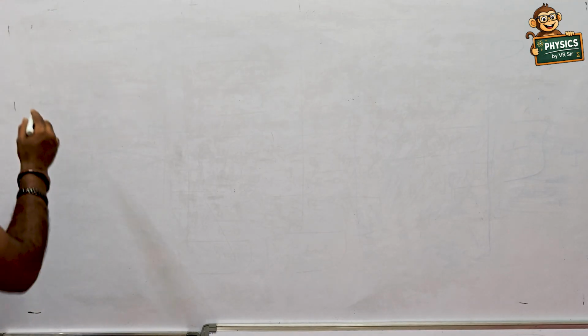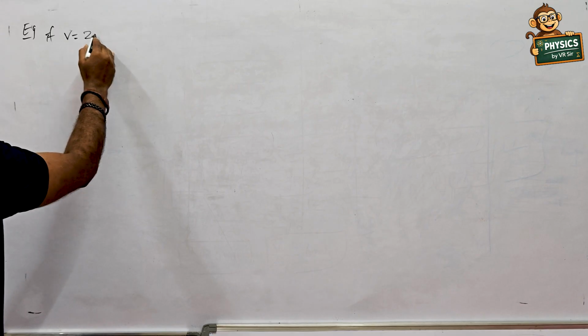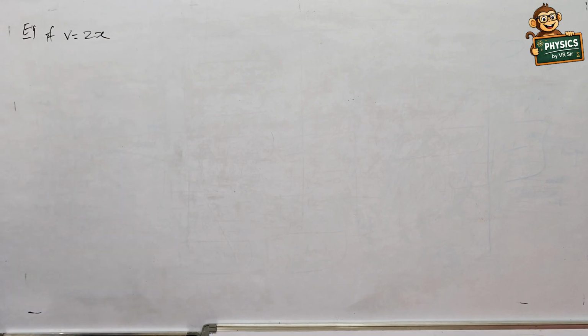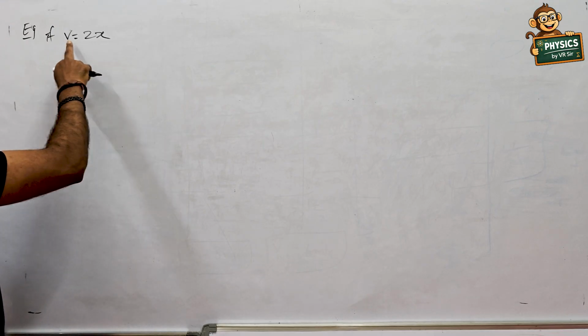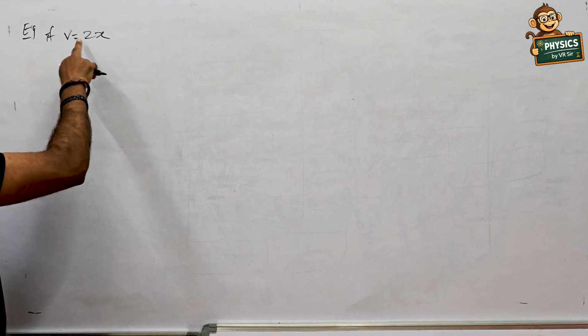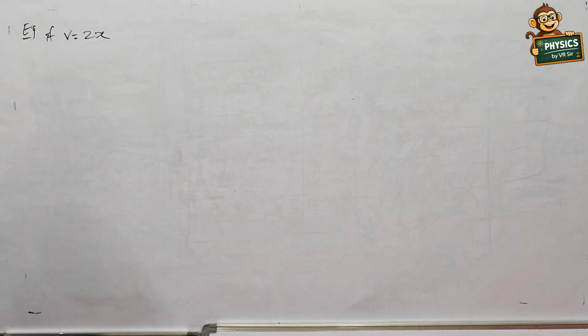Now we are doing the third case, finding the average velocity, if velocity is a function of position. Velocity as a function of position is given as v equals 2x. What does it mean? When x equals 0, velocity is 0. When x equals 1, velocity is 2 meters per second. When x equals 2, velocity is 4 meters per second, and so on. So it is a function of position.